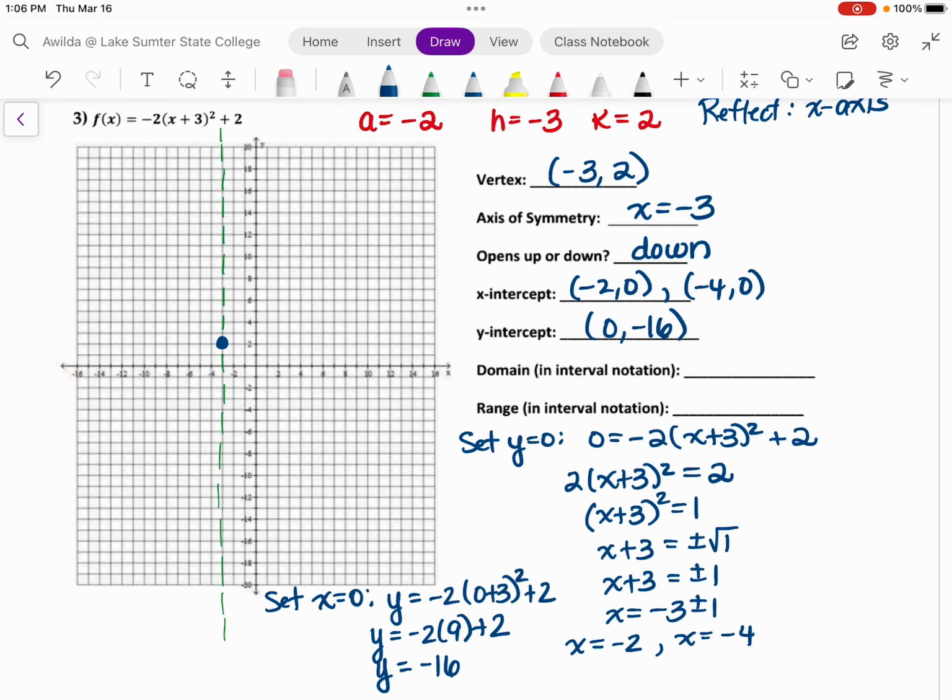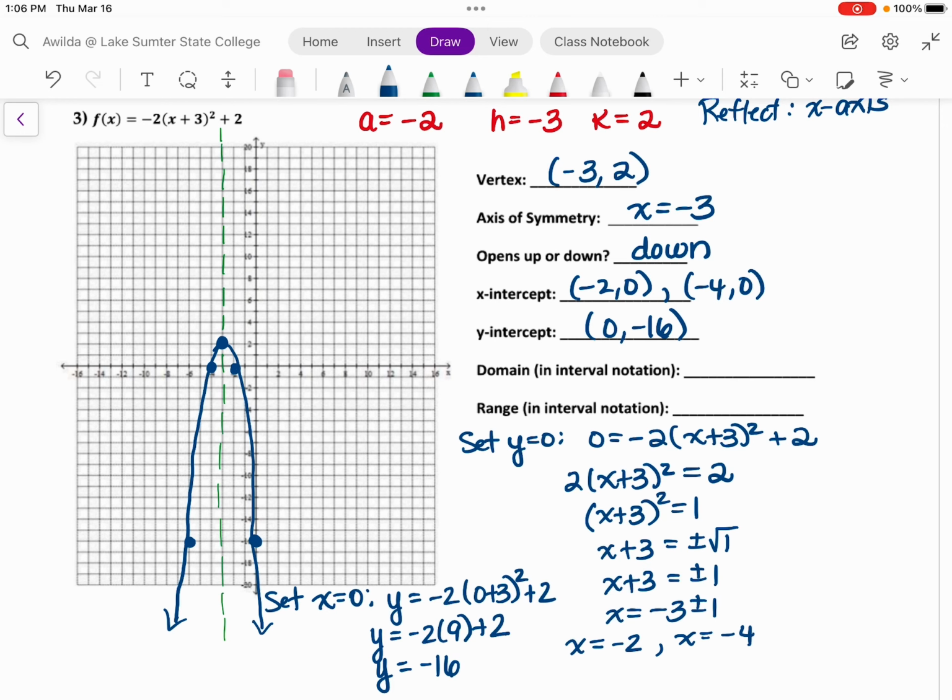Let's go ahead and add these 3 points to the graph. We have -2, 0, and -4, 0. And then we have 0, -16. And then by using a reflection, the fact that we have symmetry, we can add a point right over here on the other side of that axis of symmetry. So this gives us enough information to get a good idea of the shape of this parabola.